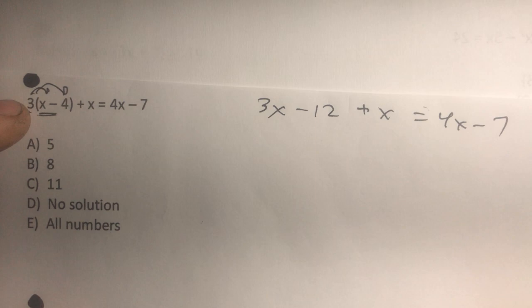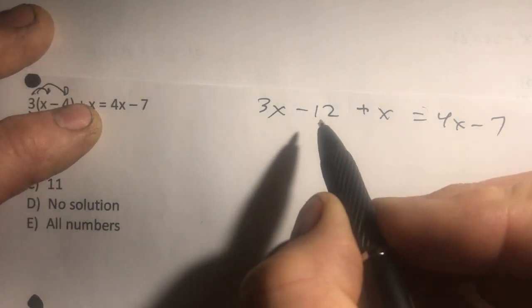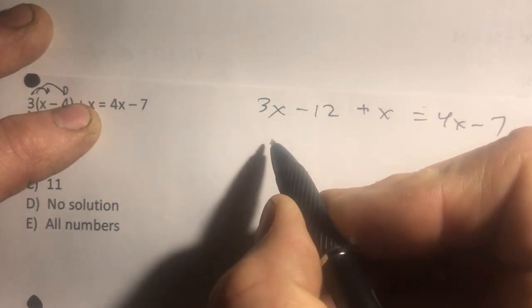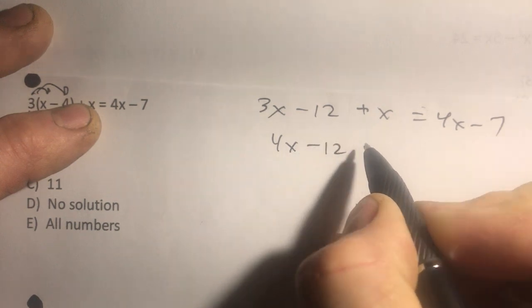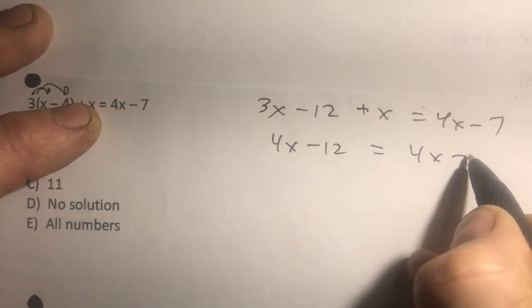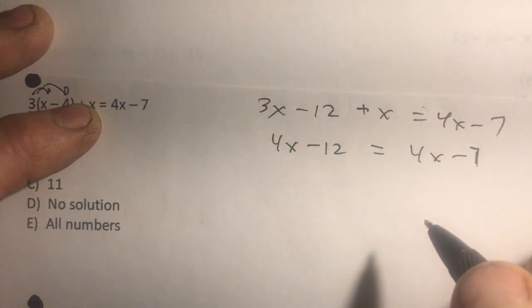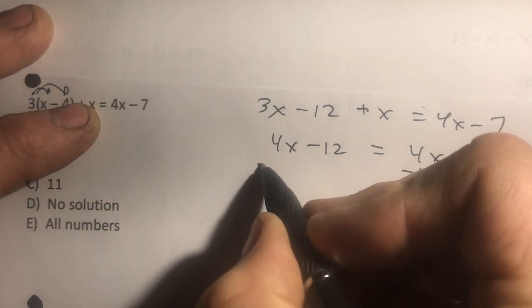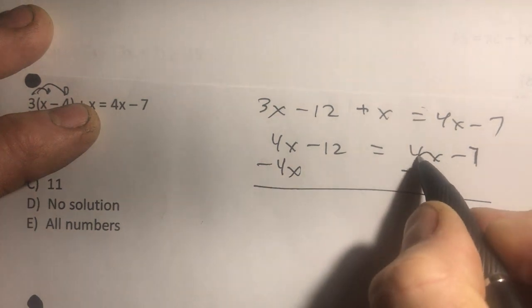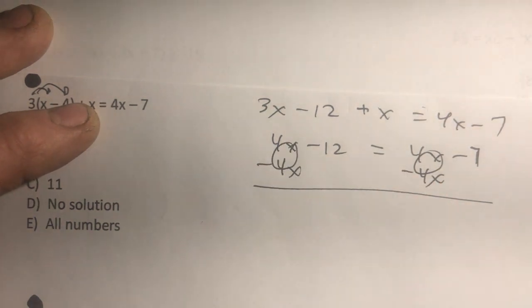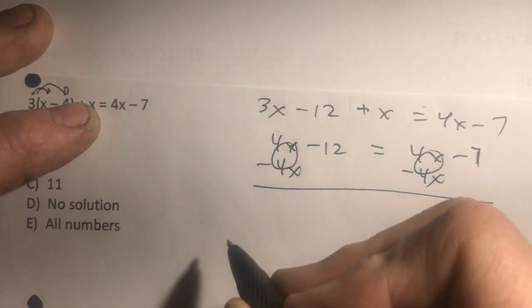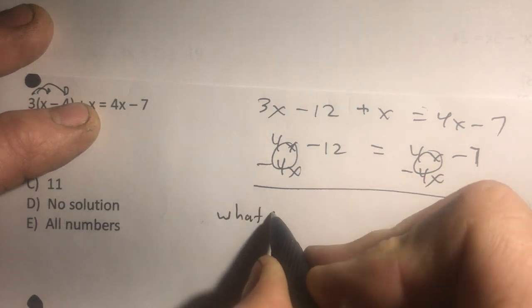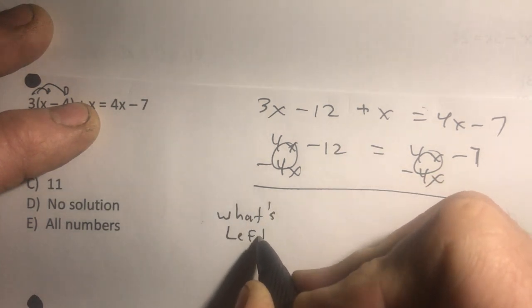Okay. I got like terms here. So 3x plus x would be 4x minus 12 equals 4x minus 7. And the first thing I notice is I got 4x on both sides, and that tells me right there I'm going to have a special kind of case. If I subtract 4x's on both sides, my x's just deplete entirely. Now, the question is, what's left?